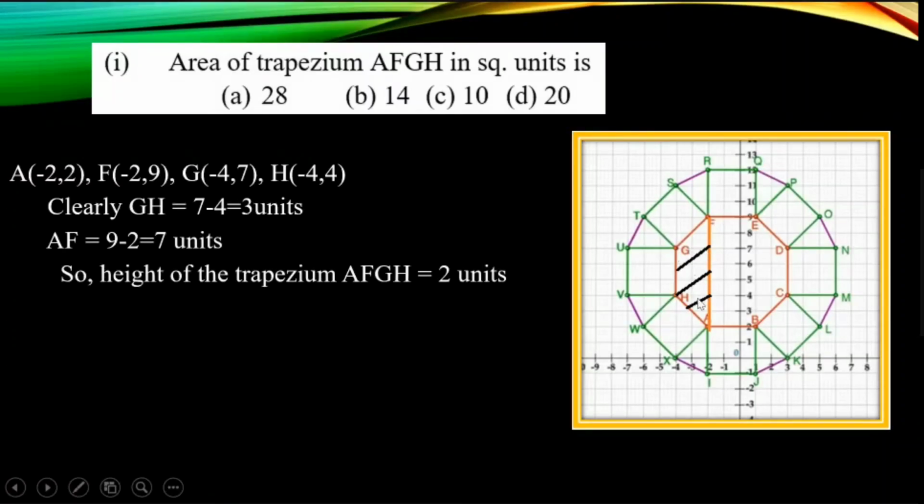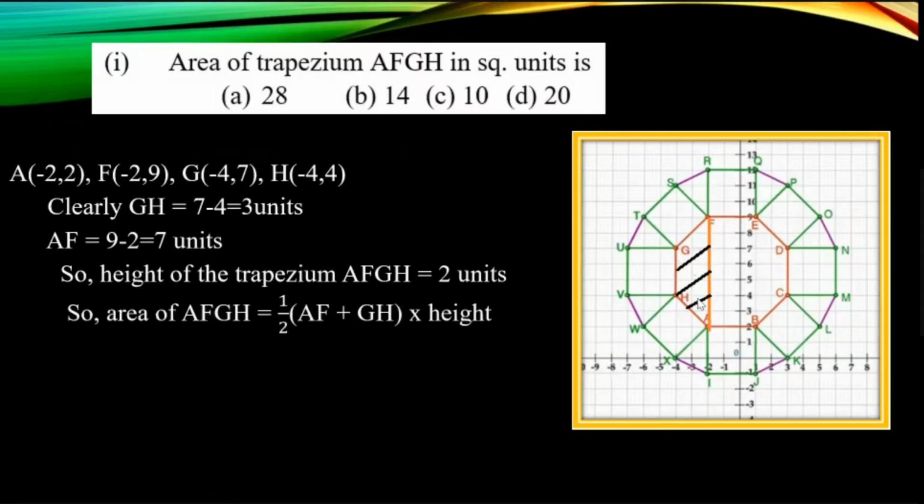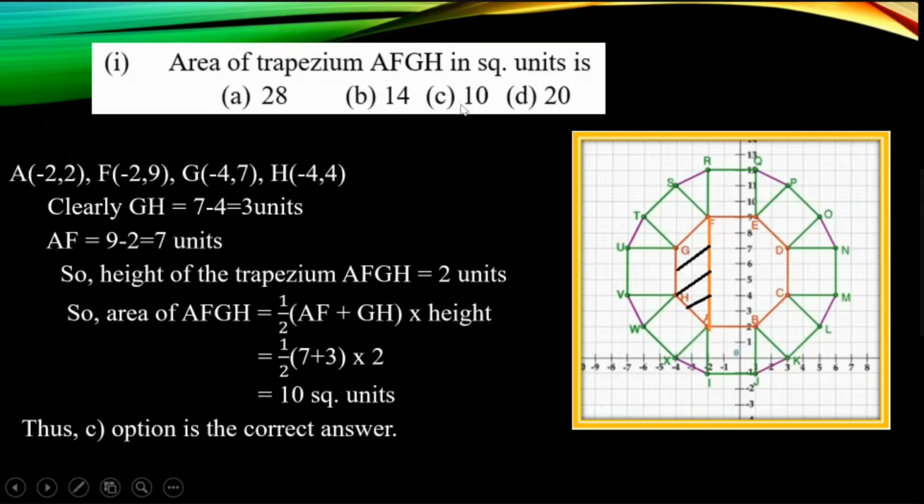I can find out the area by using the formula that the area of the trapezium is given by half into sum of the two parallel sides multiplied by the height, which is equal to half into 3 plus 7 into 2. That is equal to half of 10 into 2, which is equal to 5 into 2, which is equal to 10 square units. So this is the correct answer. I can safely say that C part is the correct answer. This is the first part done. Let us see the second part of the question.